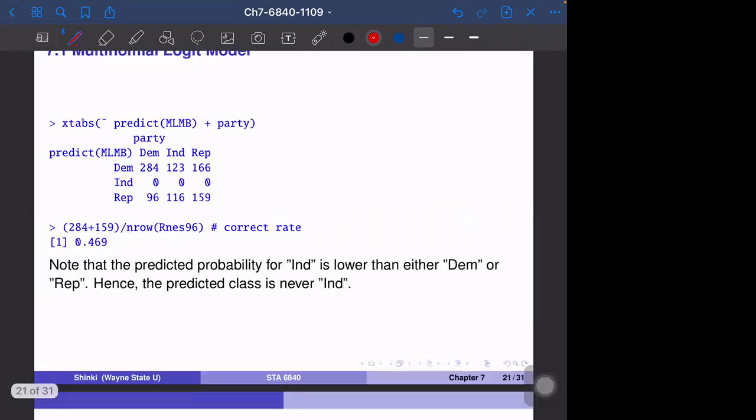And that can be done by just the xtabs function. And here predict without any option, so no probability option. Then the predicted values are just categories, either Democrat, Independent, or Republican, so that we can make this table. Basically this part, this part, this part is the correct answer. And the other part is incorrect. So these are not correct.